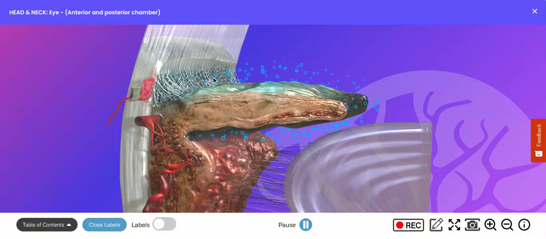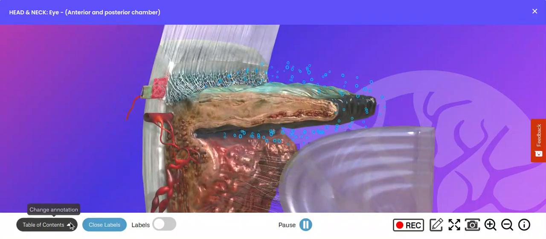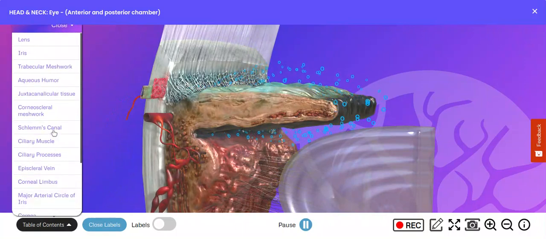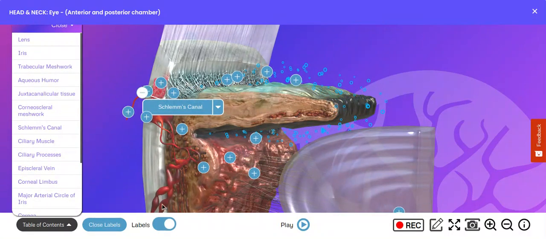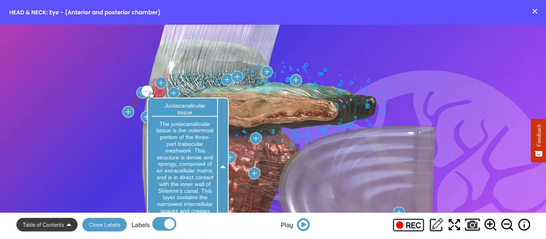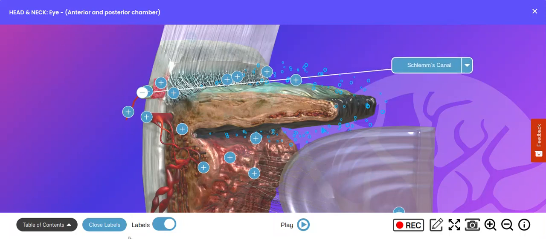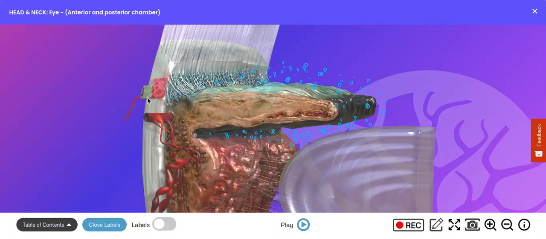After entering into the trabecular meshwork, the aqueous now moves into the canal of Schlemm, which you can see here. This is the canal of Schlemm, right here. Through the canal of Schlemm, the aqueous then moves into the veins. So this is the major pathway of aqueous outflow.